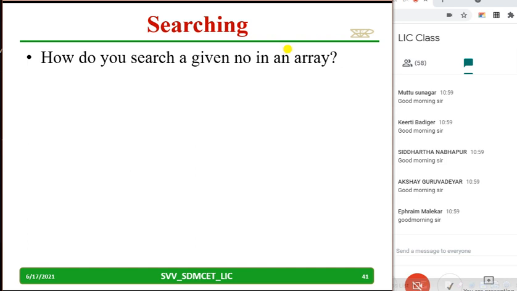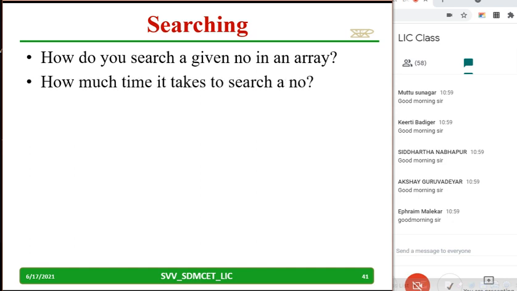Say I want to search for a number X in an array. I will take X and compare with the first element of the array, then I will compare with the second element, then the third element. Like that I will go. If the array length is very high, then the time taken will also change. How much time it takes to search a number depends on what number I am searching.